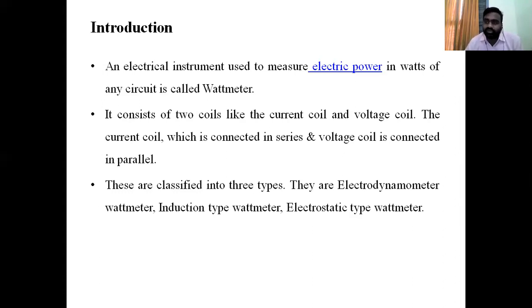There are three types of wattmeters: electrodynamometer type, induction type, and electrostatic type. Three classifications of wattmeter. Now we are discussing the electrodynamometer type wattmeter. There are other classifications even from the industry point of view, such as induction type and electrostatic wattmeters, but mostly in our curriculum we will discuss the usage of electrodynamometer type wattmeters.